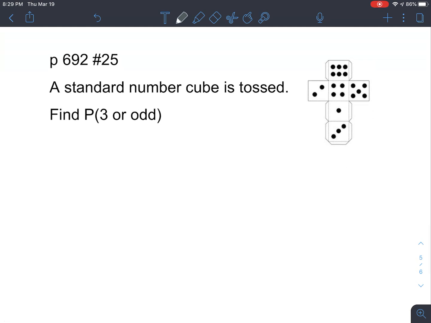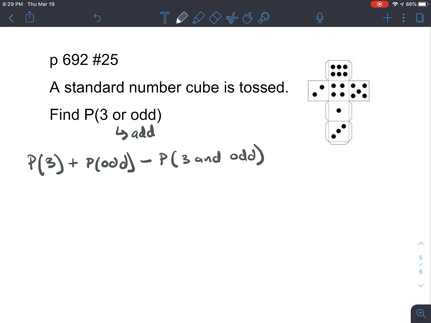Let's take another look at another question. Number 25 on page 692. A standard number cube is tossed. We want to find the probability that whatever we roll is 3 or odd. Okay, so 3 or odd. Again, look at the or, means to add. We want to find the probability of 3, add to that the probability of odd, and subtract anything that is 3 and odd.